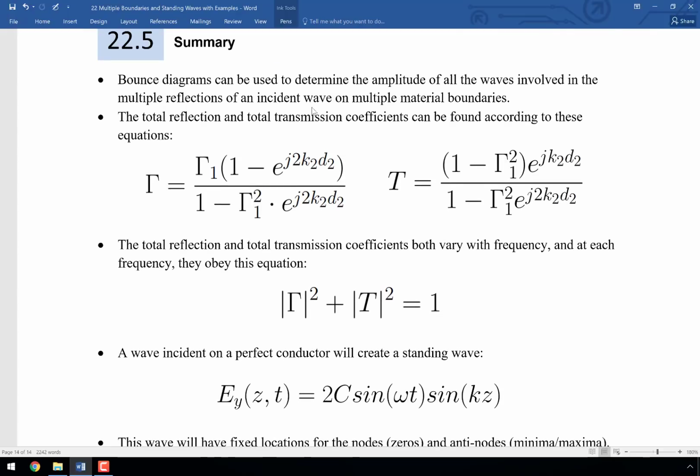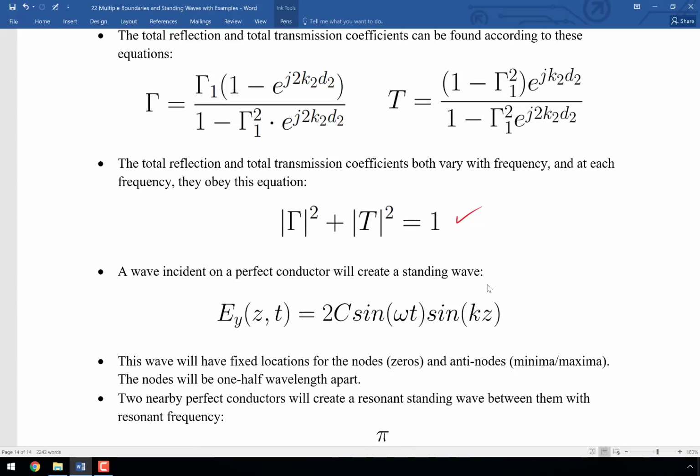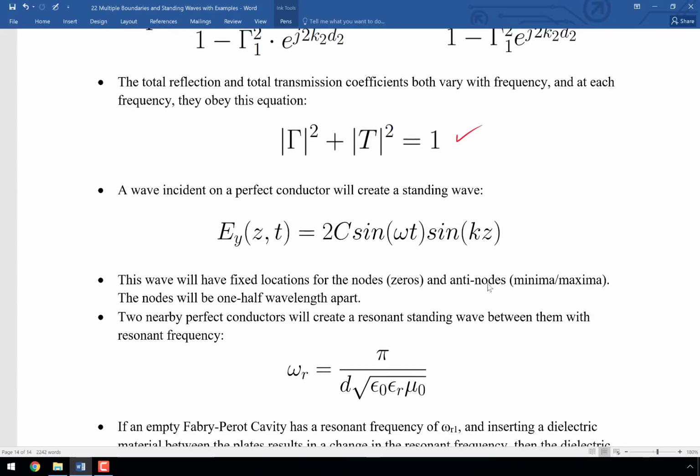We saw that we can generate a bounce diagram. We can calculate the total reflection coefficient and the total transmission coefficient. We saw that the squares of their amplitudes have to add up to 1, because that's conservation of energy. We saw that standing waves separate the time dependence and the spatial dependence into two parts, and that these have nodes that don't move and antinodes that don't move, but they do increase and decrease in time. And we find that those nodes are going to be 1/2 wavelength apart. So whatever is going on here, this distance between nodes is going to be lambda divided by 2.